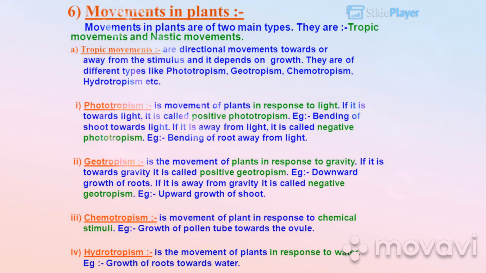3. Chemotropism is movement of plant in response to chemical stimuli, e.g., growth of pollen tube towards the ovule. 4. Hydrotropism is the movement of plants in response to water, e.g., growth of roots towards water.